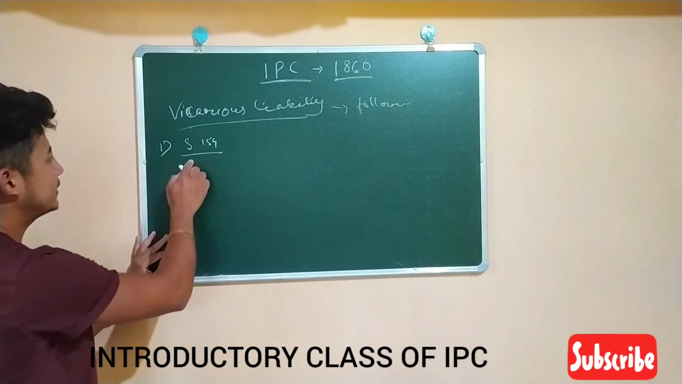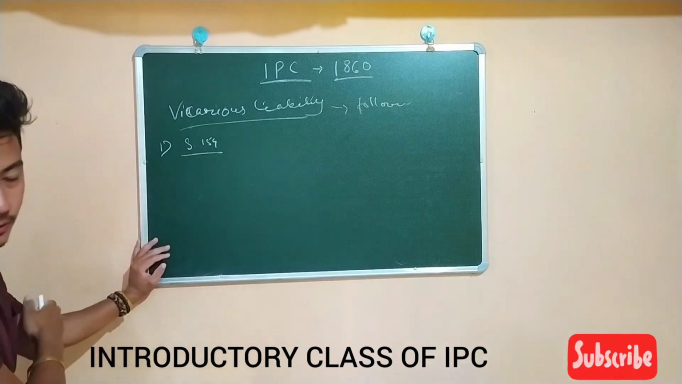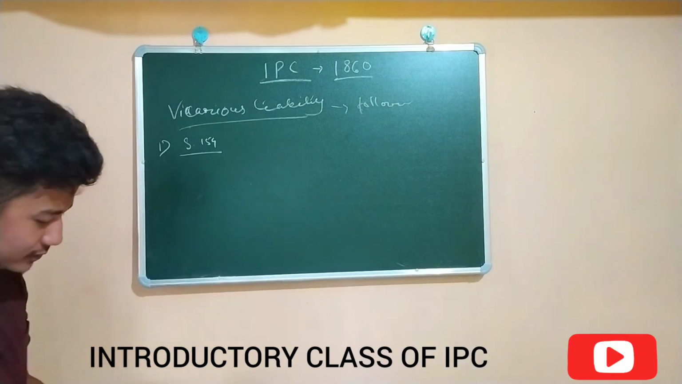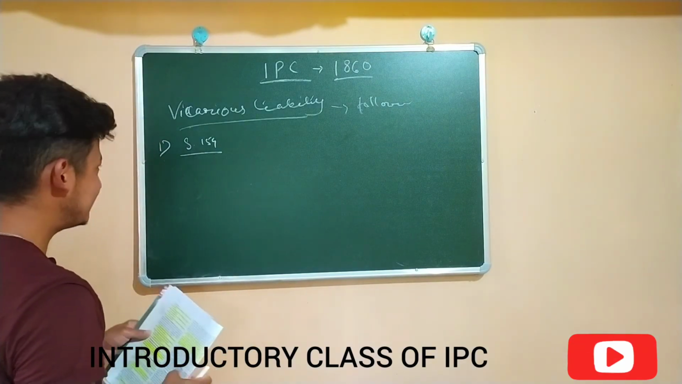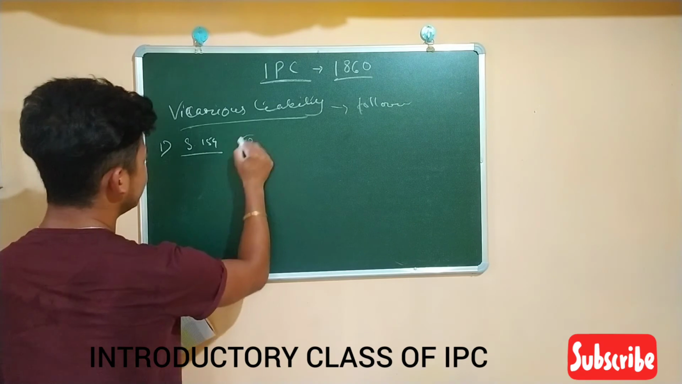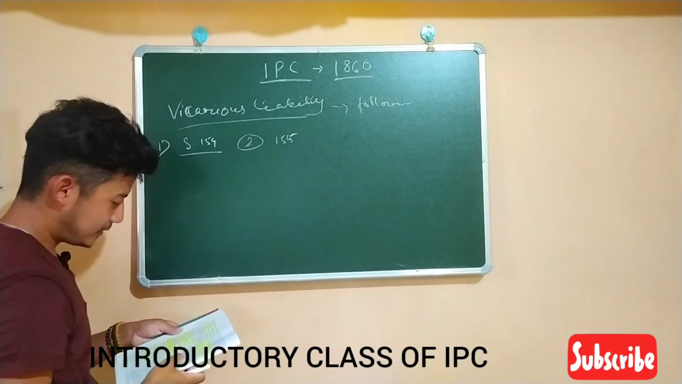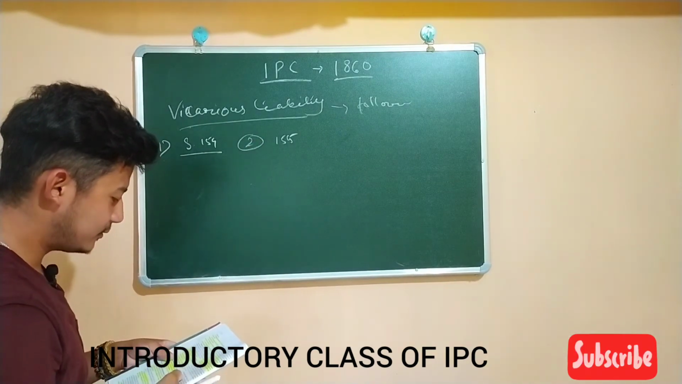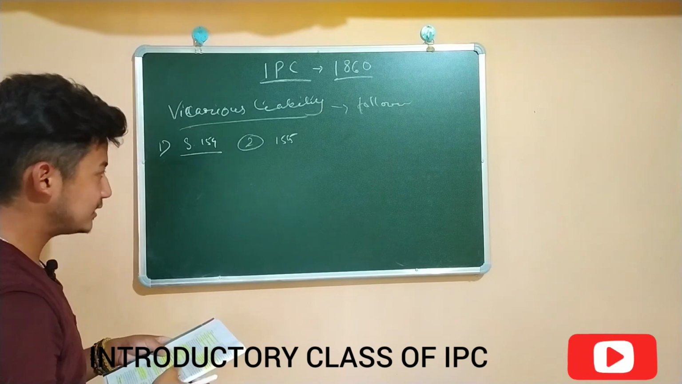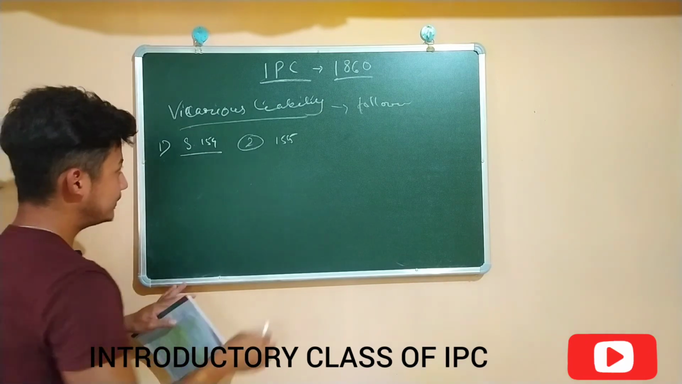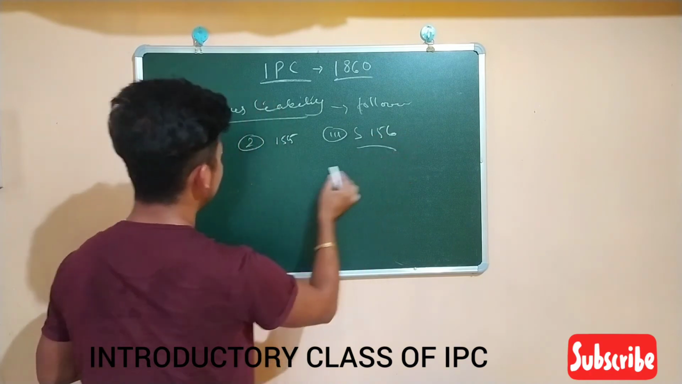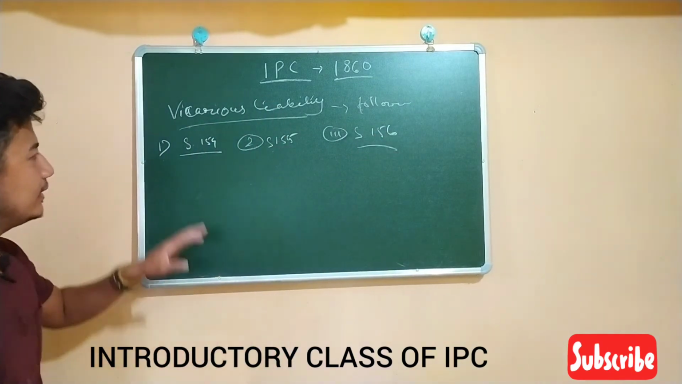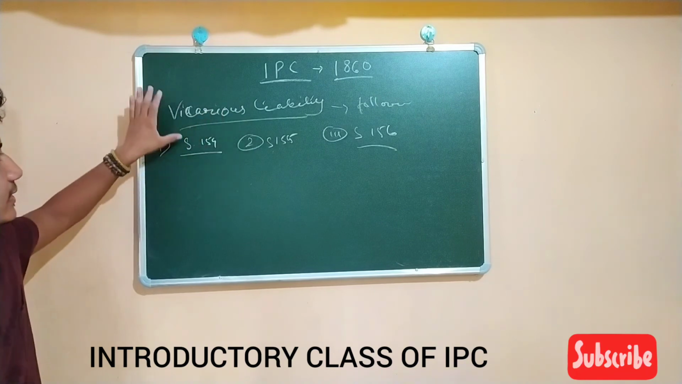Section 154 talks about the owner or occupier of the land on which the unlawful assembly is held. Number 2, section 155, liability of person for whose benefit riot is committed. And section 156. So in these 3 sections the vicarious liability comes.